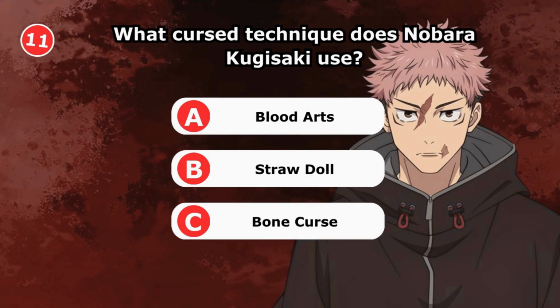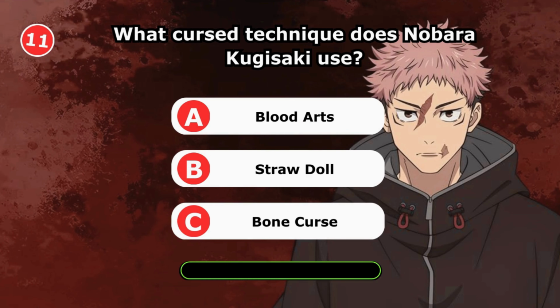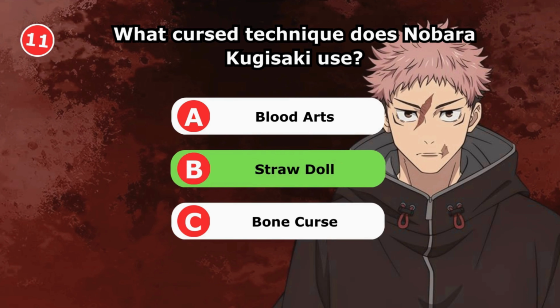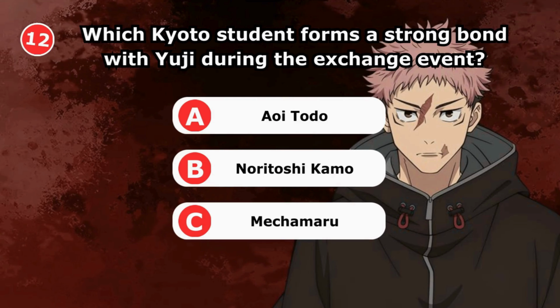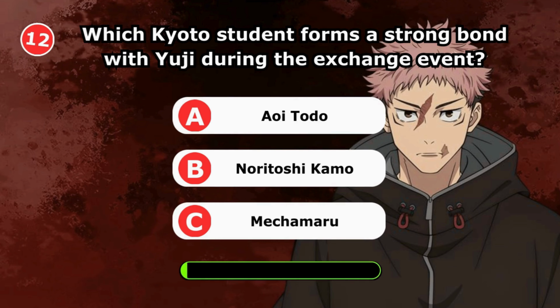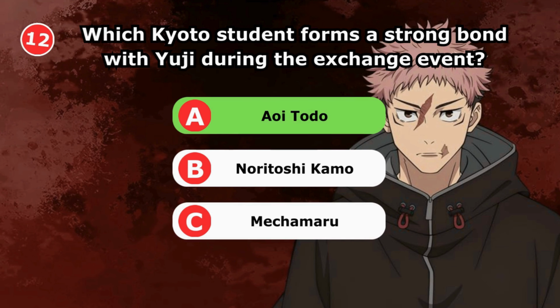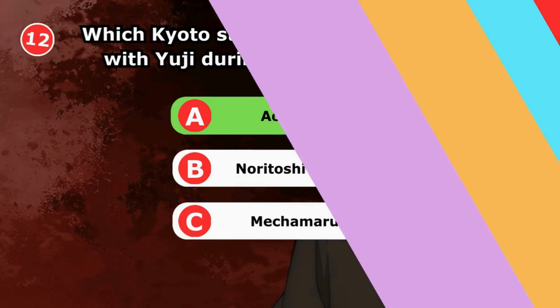What cursed technique does Nobara Kugisaki use? Straw Doll, her hammer and nail technique that damages enemies through resonance. Which Kyoto student forms a strong bond with Yuji during the exchange event? Aoi Todo, the eccentric fighter who instantly becomes Yuji's best friend.